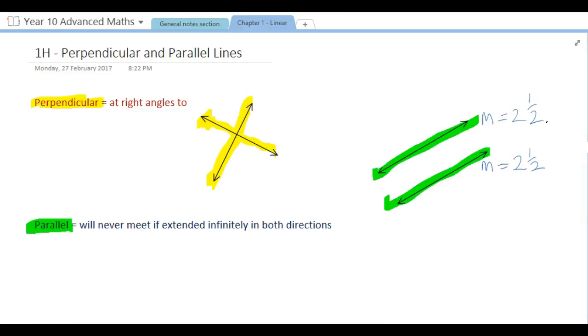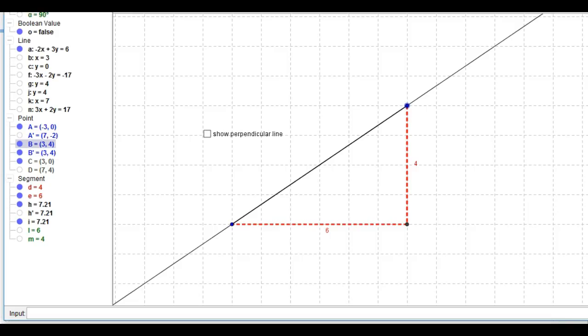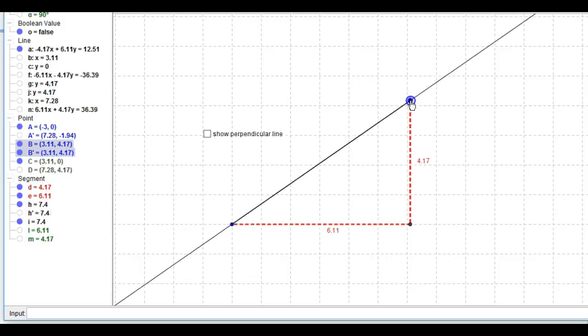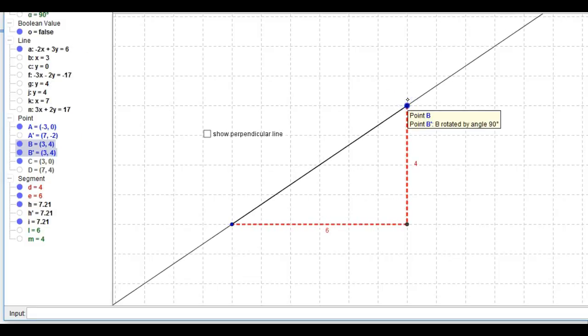Now perpendicular is a little bit trickier. So I'm going to have a look at this little applet I've created. I've got a line here. It's actually dynamic. I can change the line and it'll show you the rise over the run. So let's do something easy. Okay, so rise is 4 and run is 6. Working that rise over run, you're going to get 2/3. So that's just a line. It can be any line.